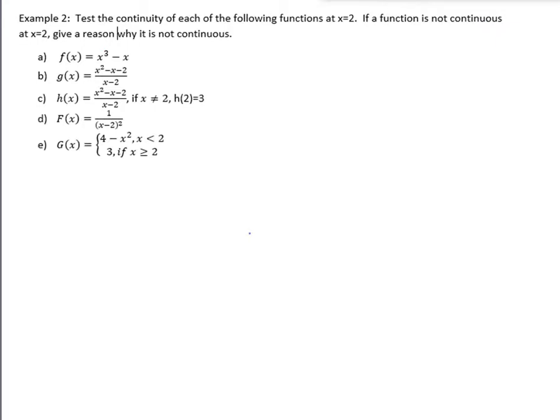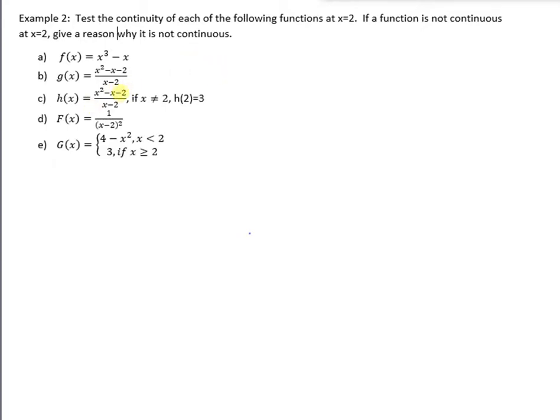Okay, example 2. We're going to test the continuity of each of the following. We might have to do this in one more video. At x equals 2. If it's not continuous, then we're going to give you a reason why. So we're going to talk about whether it's an asymptote or a point discontinuity or a jump discontinuity. Okay, so let's take A. A is just simply a polynomial, degree 3. In my head, I already know that that's continuous, but let's actually prove it.